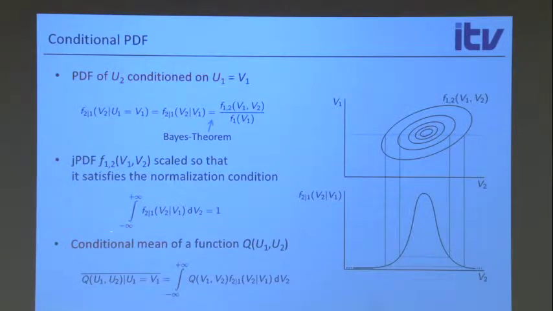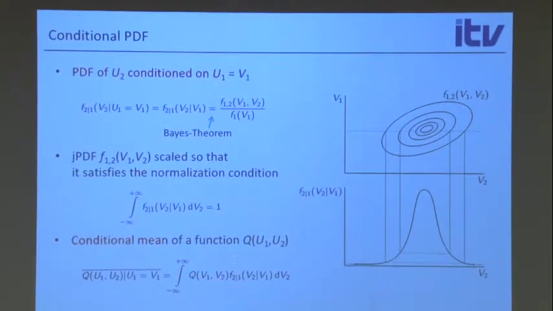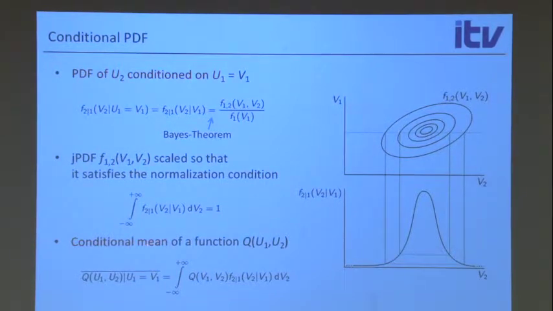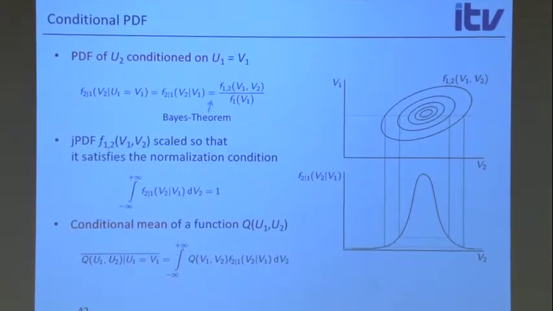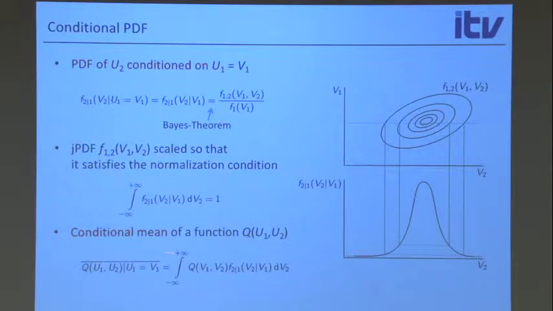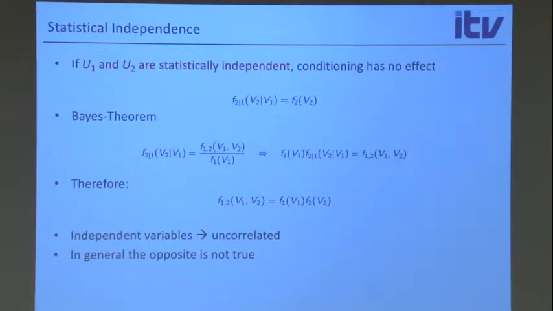So that means from this, I can also evaluate so-called conditional means, the mean of the temperature given that the mixture fraction is stoichiometric, for example. I just use the conditional PDF, evaluate this function, and this gives me the conditional mean. This is the mean of this function given a certain value of V1.